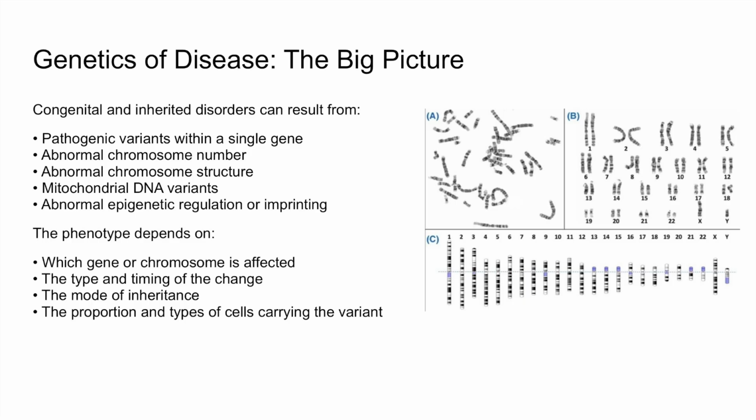Even when two patients have a change in the same gene or chromosome, their phenotypes may differ. Severity depends on the exact type of change, when it occurred, how it was inherited, and which proportion of cells carry it. For example, a variant present in every cell may produce a different phenotype from one confined to a subset of tissues. The big idea is that genetic diagnosis identifies the alteration, but its timing, distribution, and biological consequence determine the clinical presentation.